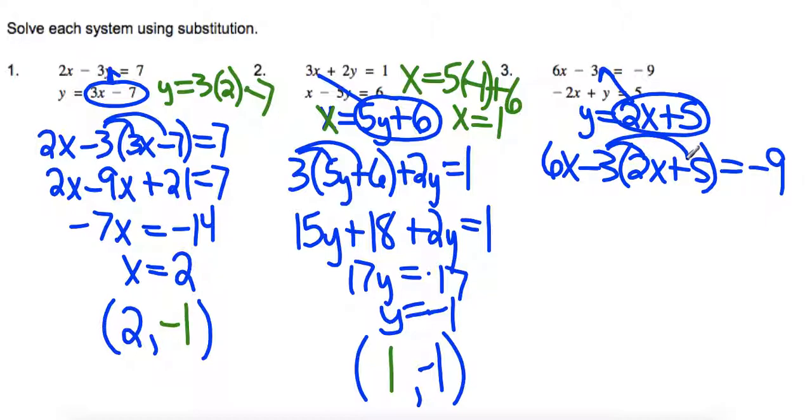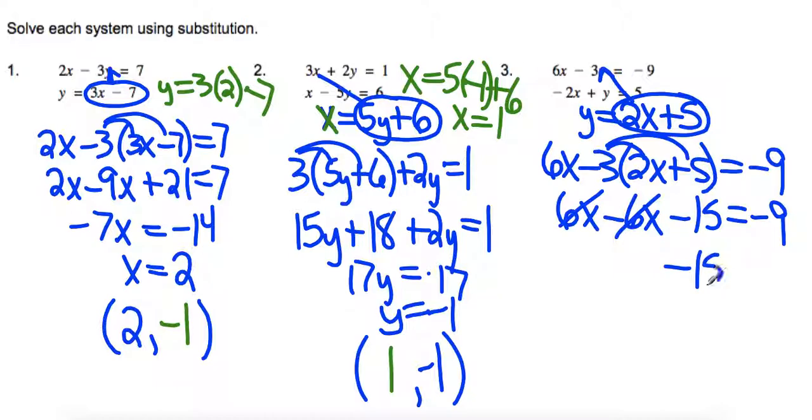Now we'll distribute. 6x minus 6x minus 15 equals negative 9. And 6x minus 6x, those cancel. So we are left with negative 15 equals negative 9. Now, that is clearly not true. Negative 15 does not equal negative 9. If you get through your problem and you get to a statement like this that doesn't make any sense, negative 15 doesn't equal negative 9, what this means is there is no solution.